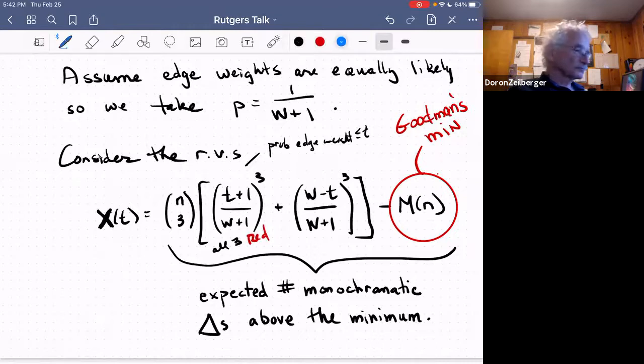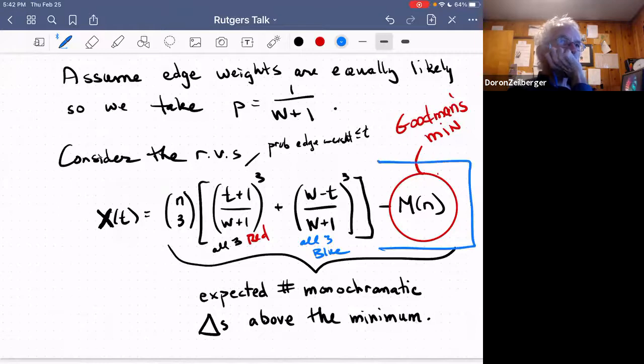And then the other would be all 3 are blue. And so I'm looking at monochromatic triangles under this random process. And here's where Goodman comes in. I know that I have a minimum number of triangles that have to appear. So I subtract that minimum. Then X of t is the expected number of monochromatic triangles in excess of Goodman's guarantee.